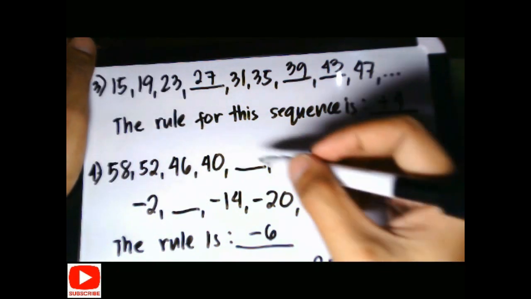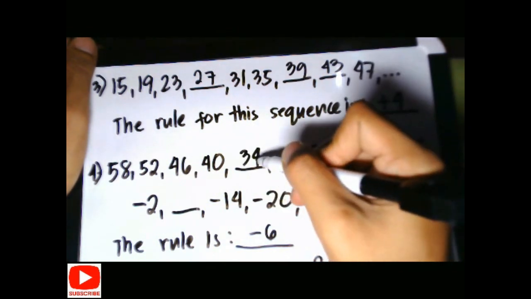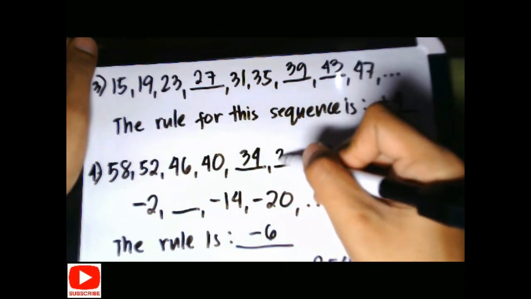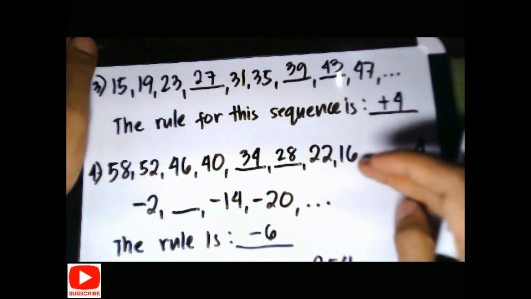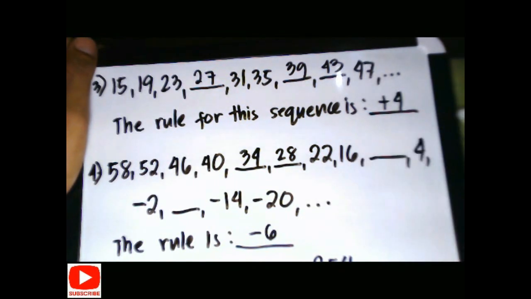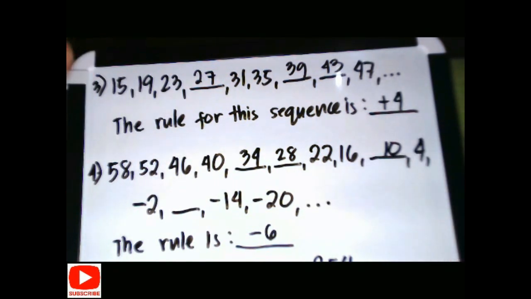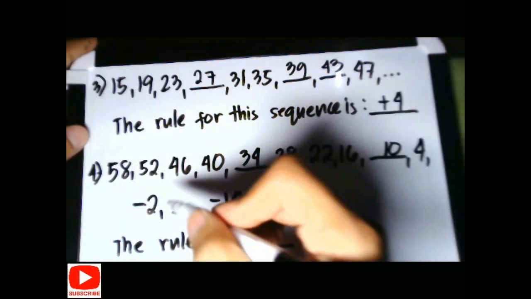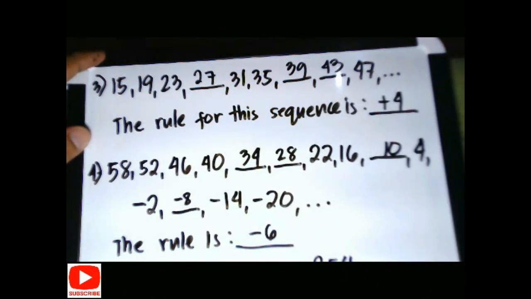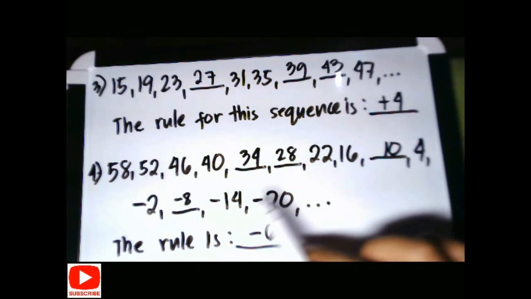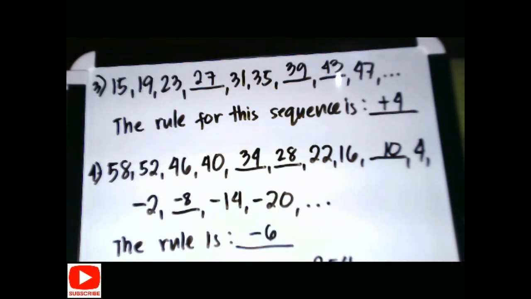40 minus 6, that's 34. 34 minus 6, that's 28. 16 minus 6, that's 10. Negative 2 minus 6, that's negative 8. So, negative 40, negative 20, and so on.